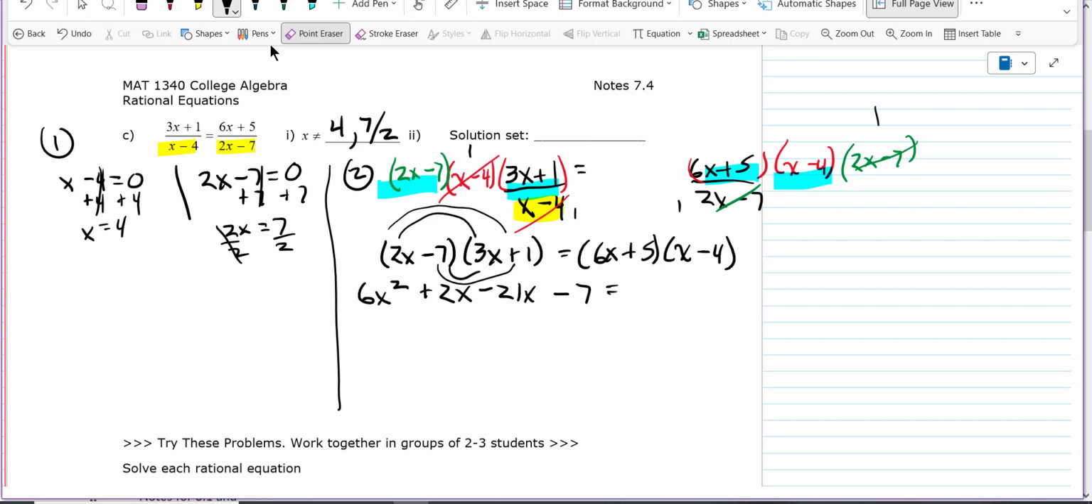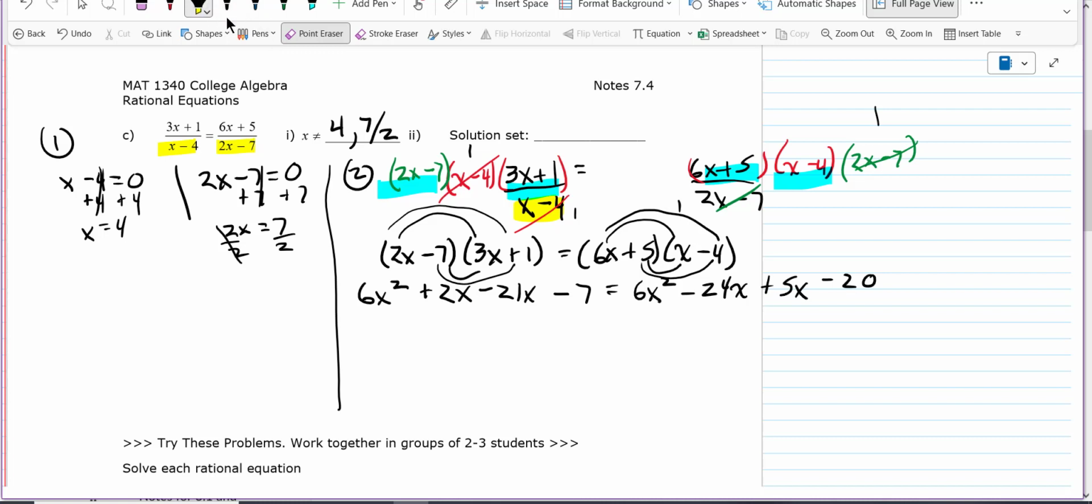Okay, do the same thing on the right side. Do the FOIL. 6x times x is 6x squared. 6x times negative 4 is negative 24x. Now do your inside term. 5 times x is positive 5x. And then 5 times negative 4 is negative 20. So be very careful when you multiply by FOIL. Make sure all your signs are correct.